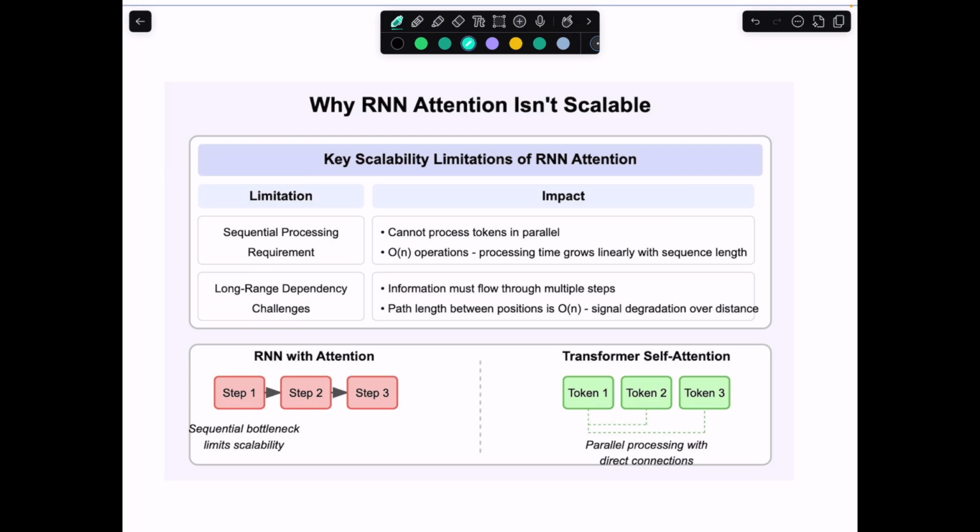Here's a summarization. So RNN attention is bottlenecked by the sequential processing and the side effect is that it is not able to learn the long-range sequence well. Transformer fundamentally solves this by having this scalable self-attention that can process the whole sequence in parallel. And this opens the door for transformer attention to be applied in industry.